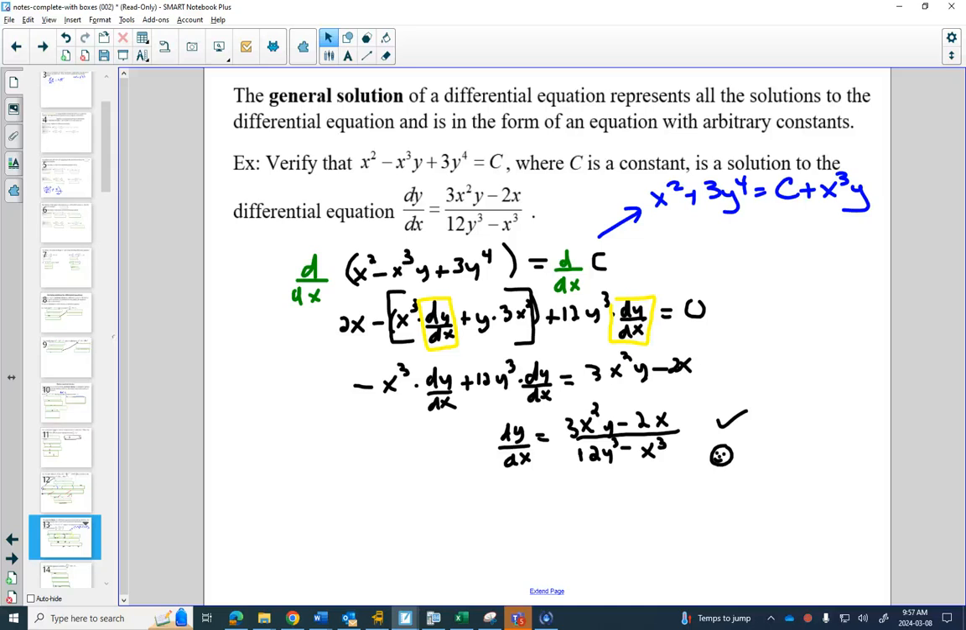And this is a general solution because it doesn't matter what c is, this differential equation will be the same. Because when you do the implicit differentiation of a constant there, it's going to go away and be 0. So that number by itself didn't matter.